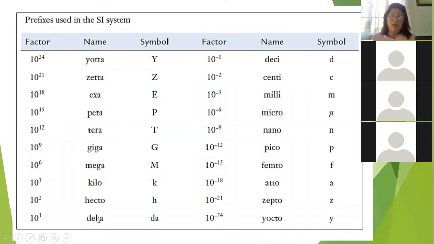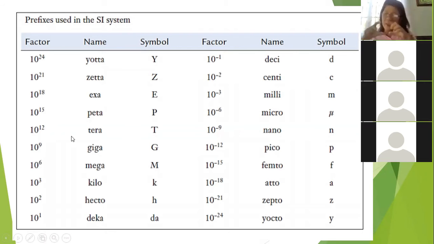10 to the power of 1, that is deca. 10 to the power of 2, hecto. 10 to the power of 3 is kilo. 10 to the 6, mega. 10 to the 9, giga. We have the gigabyte. Before, we used to have a floppy disk, then USB. It's still in gig, right? Megabytes also. The gigabyte is done, but now we have the terabyte. That is 10 to the power of 12.